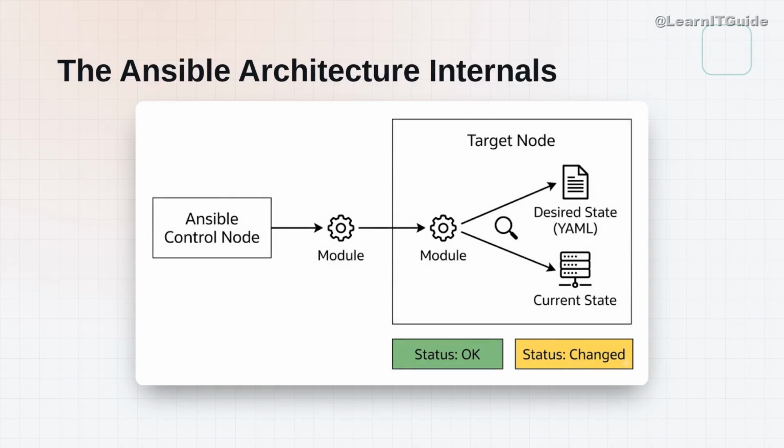So how does it work internally? It is not magic. When you execute a playbook, Ansible connects to the target machine and sends a temporary module. This module is like a tiny expert for the specific task at hand. It checks the current system state, compares it to your YAML definition, and decides if it needs to act. This is why you see the status green for OK or yellow for changed.